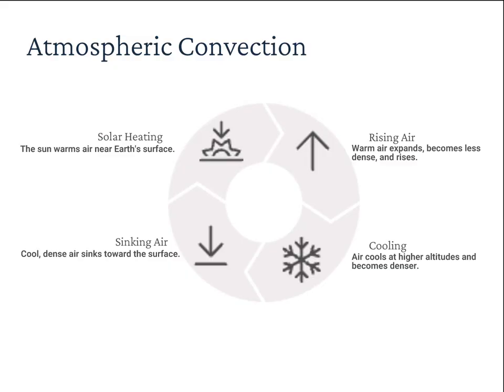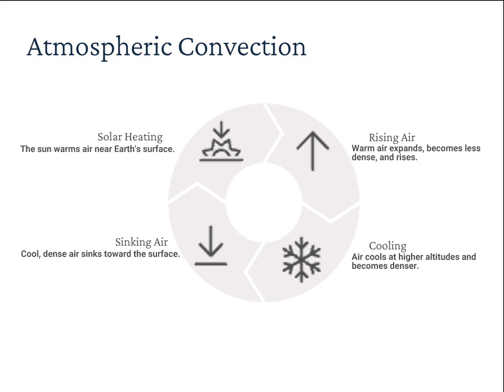Now let's take a deeper look at convection, because it's one of the key processes that powers the weather. When the sun heats the ground, the air above it also warms. As the air warms up, it becomes less dense and expands. Because it's now lighter than the air around it, it begins to rise. As it rises higher into the atmosphere, it encounters cooler temperatures. That causes it to cool down and become denser, and then sink back toward the surface.